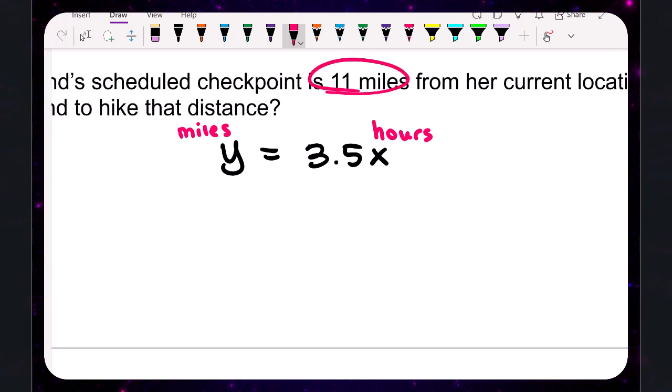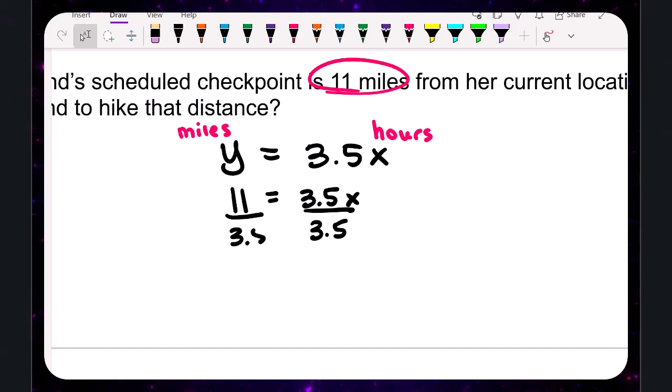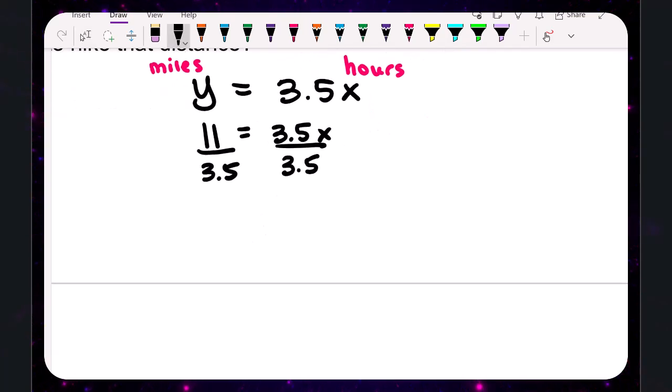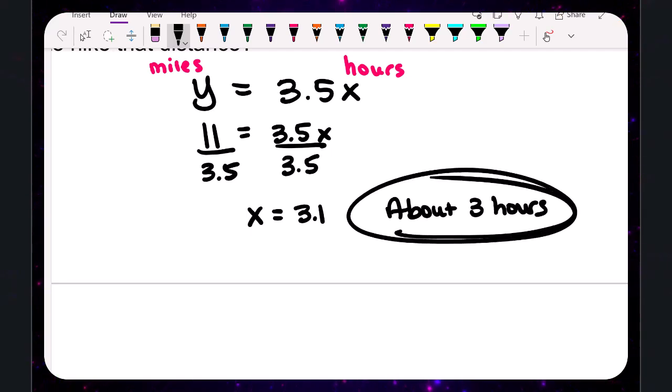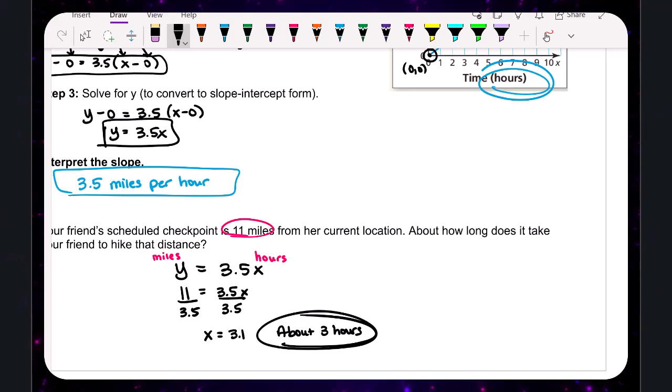So it says, how long is it going to take for this person to walk 11 miles? Well, we're going to put 11 where miles is. And then we're going to solve for x because x tells us how many hours. And once again, it's about 3.1. We're going to round it to the nearest hour. So we're just going to say about 3 hours. Okay. And that's it for your examples.